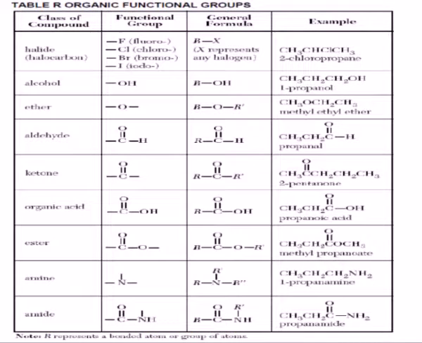So notice, guys, down here at the bottom of table R, it says that R represents a bonded atom or group of atoms. So R is where you would, in all of these, have a longer chain of something, carbon compounds. So you have something like an alkane, and then this part would be added in there. Okay, this functional group piece. So the halides include those halogens, those four.